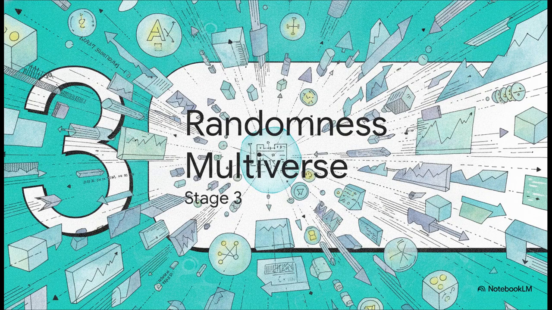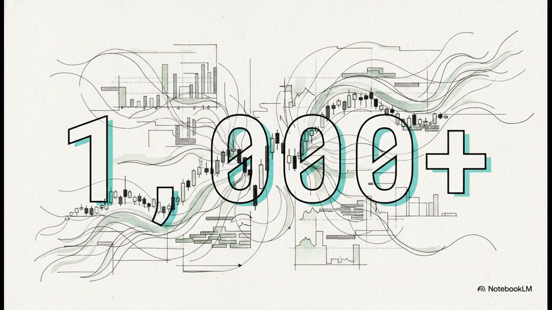Enter stage 3, the multiverse of randomness. Over 1,000. That is the massive number of resampled paths evaluated per strategy in this layer. Apex uses a highly advanced technique called block bootstrap resampling. Think of it kind of like shuffling a deck of cards, but keeping certain specific sequences of cards perfectly intact. This method preserves the natural clustering and structure of historical financial returns, but it generates over 1,000 alternative price paths from that exact same underlying data.